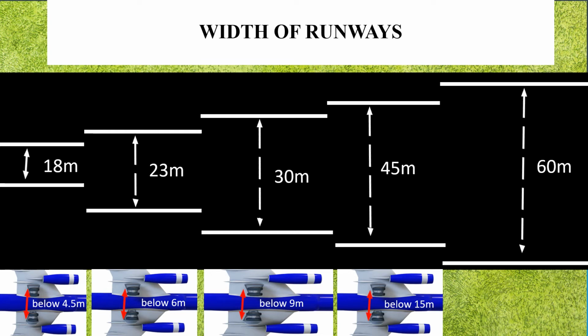Remember, we mentioned only two code elements, and even though the outer main gear wheel span is a factor in determining the aerodrome reference code, it does not have a code element. Therefore, the main elements that are mentioned are code element 1 and code element 2 when you are determining your aerodrome reference code.